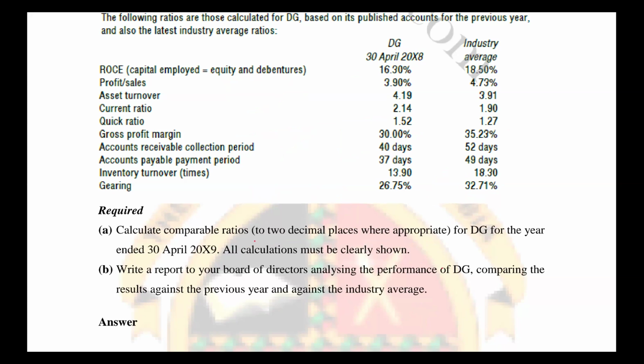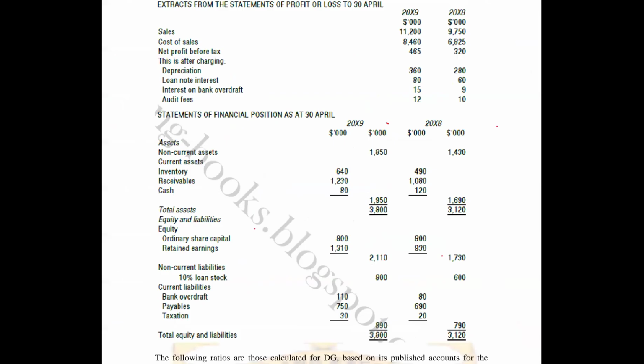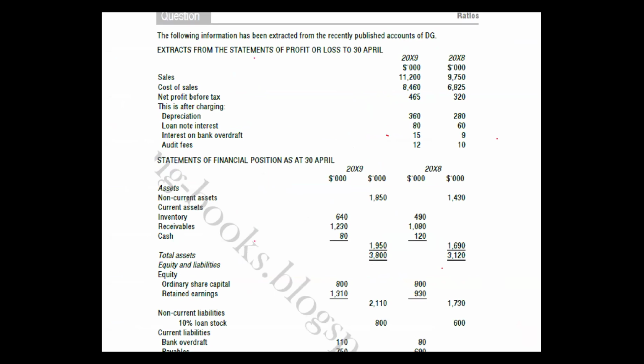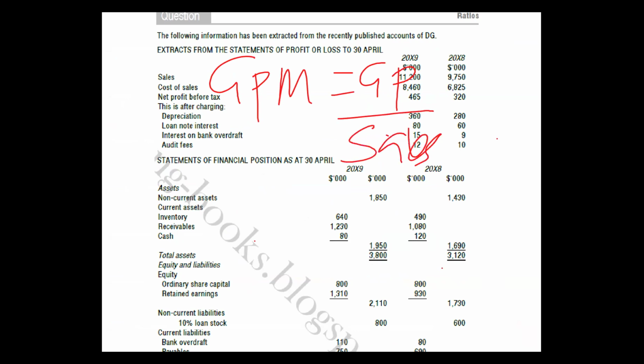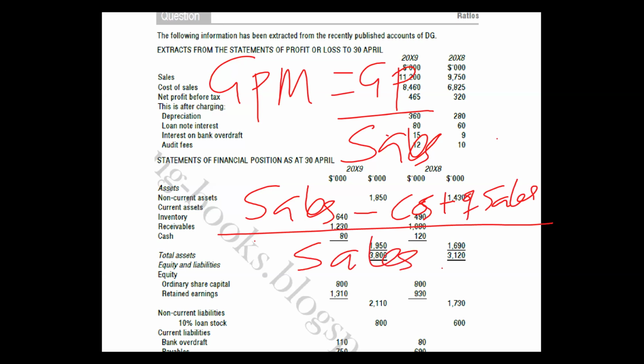Then there is a gross profit margin here. That's the next ratio. And how do we do the gross profit margin? It is gross profit over sales. Now, for you to find the gross profit, because we don't have gross profit in this question, it is basically sales minus cost of sales, divided by the sales themselves, multiplied by 100, yeah?